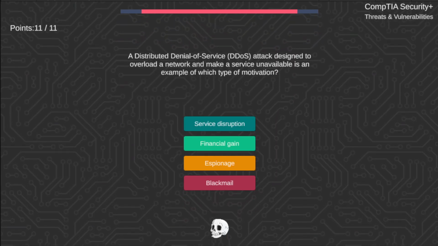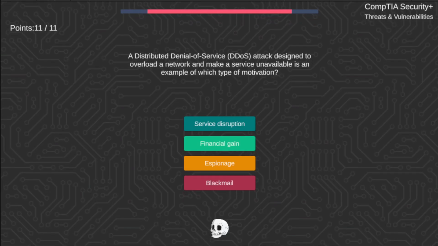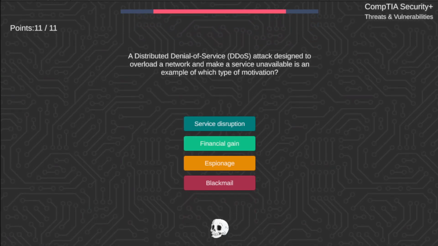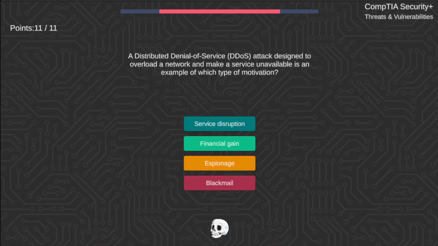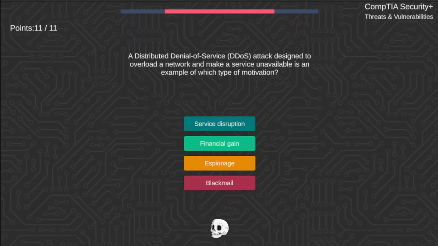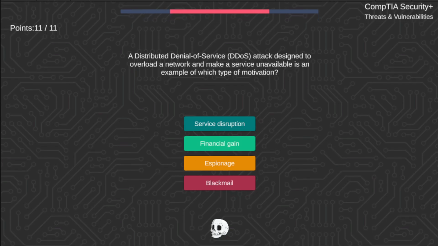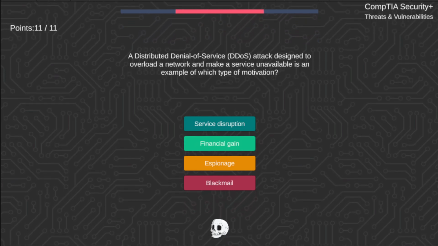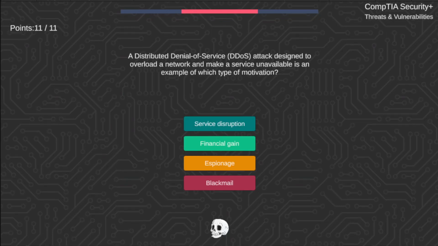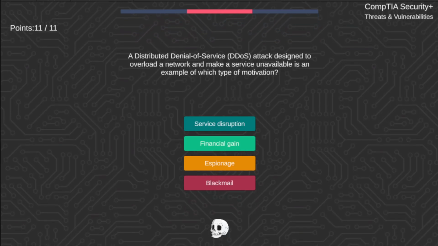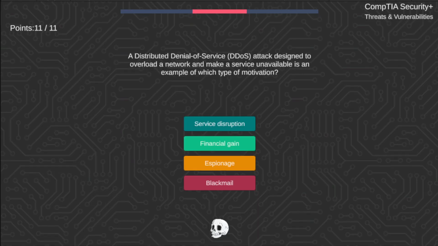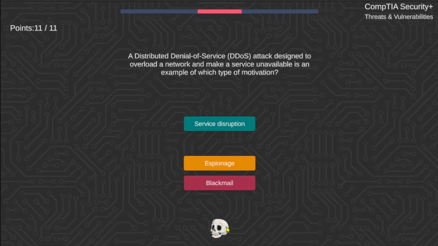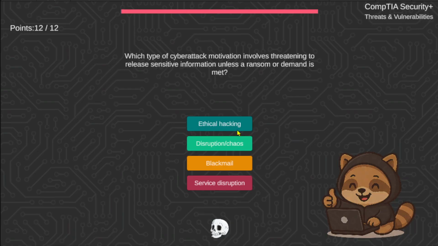A distributed denial-of-service, or DDoS, attack designed to overload a network and make a service unavailable is an example of what type of motivation? Service disruption, financial gain, espionage, or blackmail? Correct answer is service disruption.